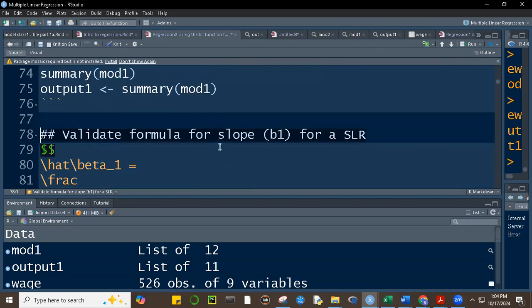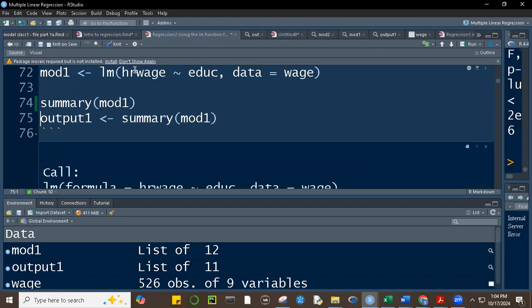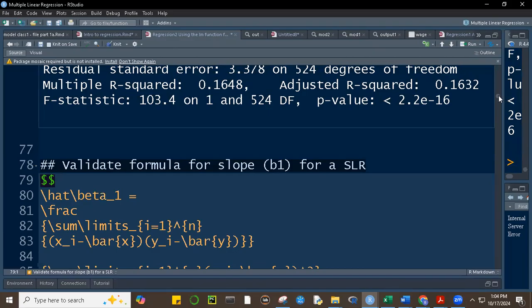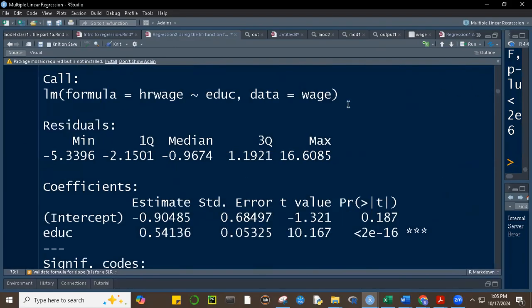We said, class, that if we get the summary of our model, we have this output, and we looked at this last time. This is the call function, this is the formula, and then these are just descriptive statistics about the residuals, the error terms, and then these are your model values. You have your estimate. This is your betas, beta null and beta 1. This is your standard error of your betas. This is your t-value, and this is your probability.